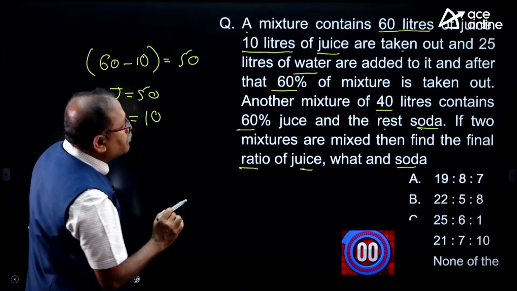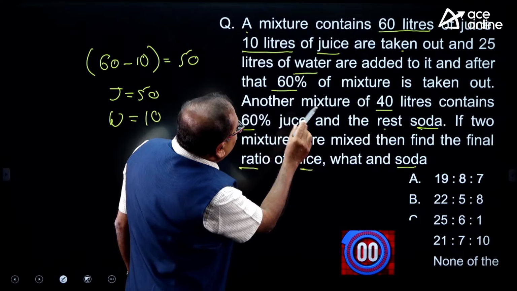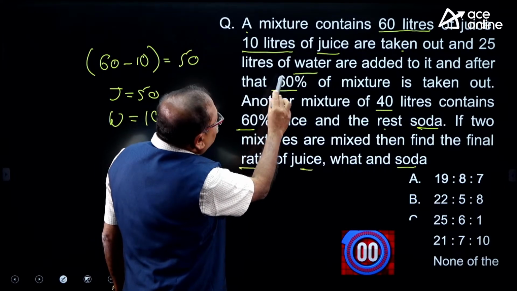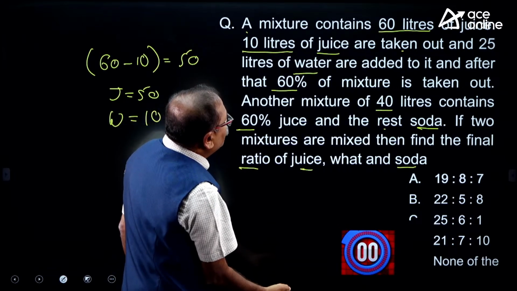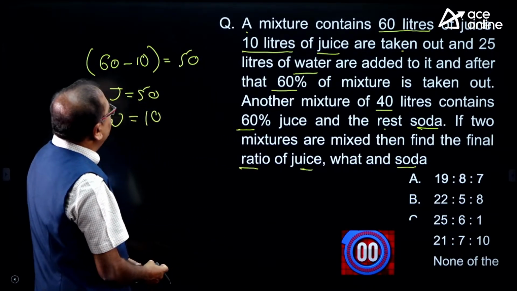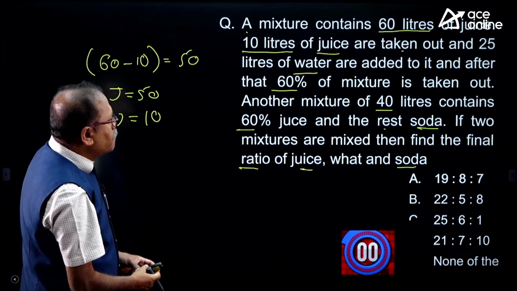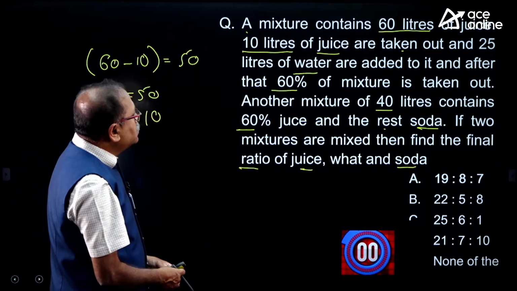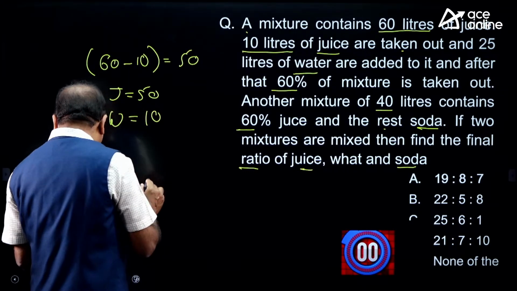And after that, what happens? Out of the juice and the 25 liters of water that is added. Okay. What's the answer in that case? So the water is 25 liters.